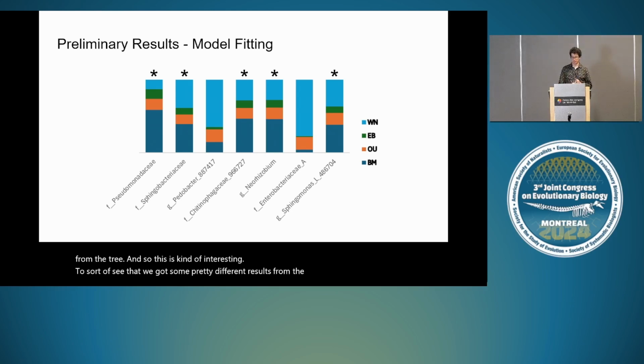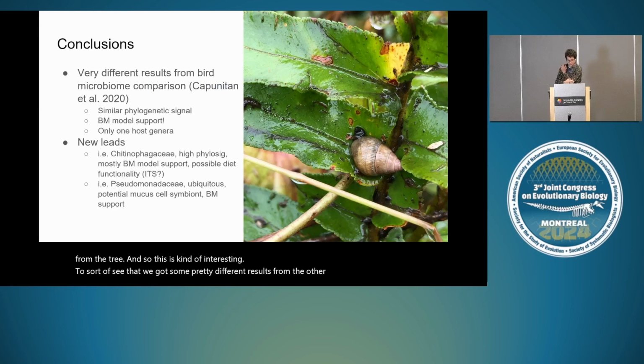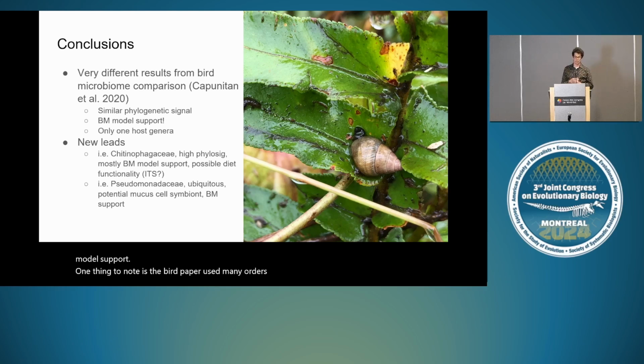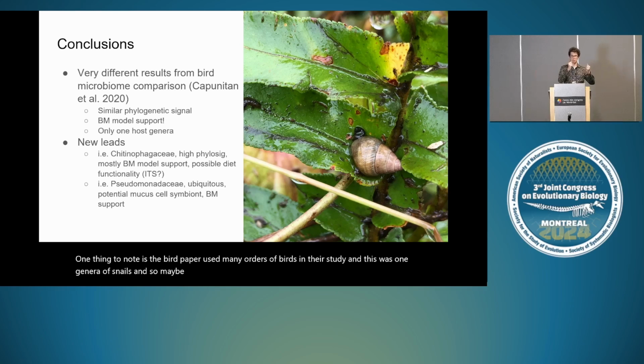It's interesting to see that we got some pretty different results from the other paper. So in conclusion, we got some pretty different results from this previous study. We still see a lot of variation in phylogenetic signal, but we get a lot more Brownian motion model support. One thing to note is the bird paper used many orders of birds in their study, and this was one genera of snails, so maybe these snails are a little bit more closely related, and their similarity along the tree has something to do with that.